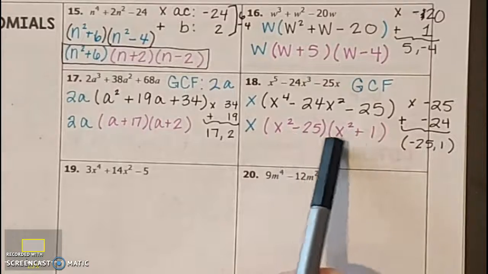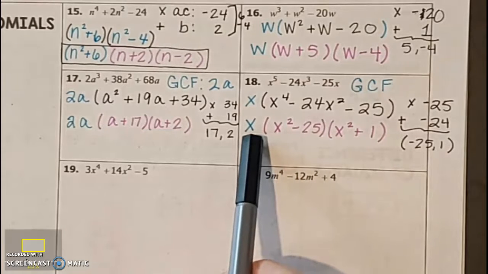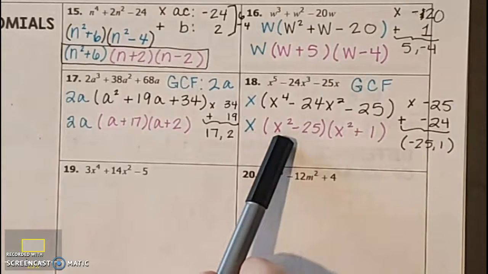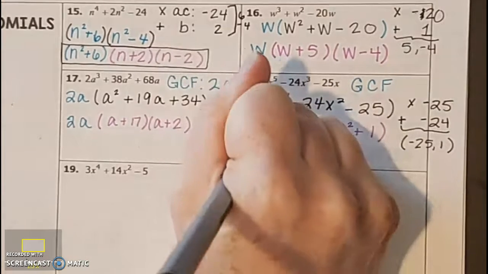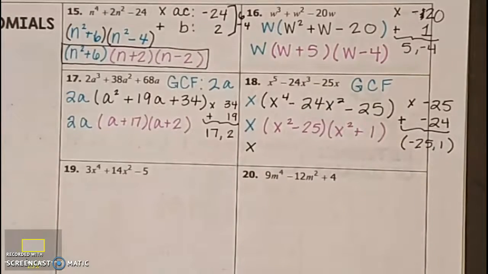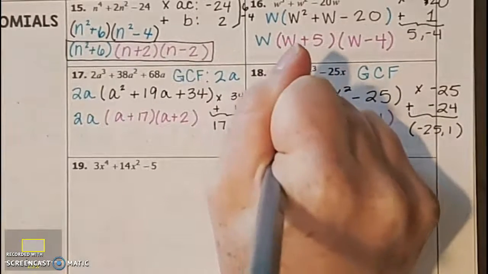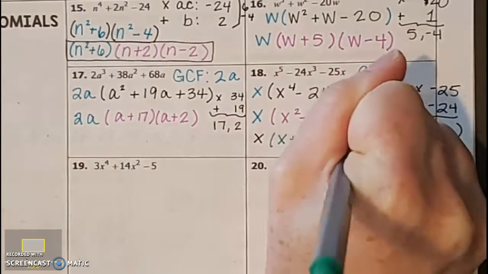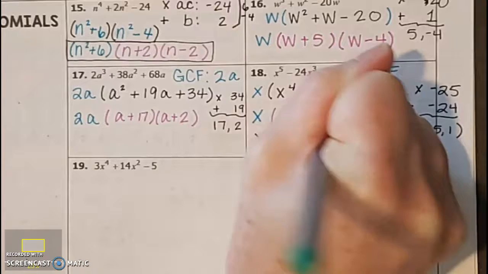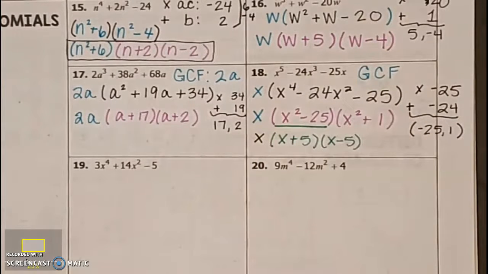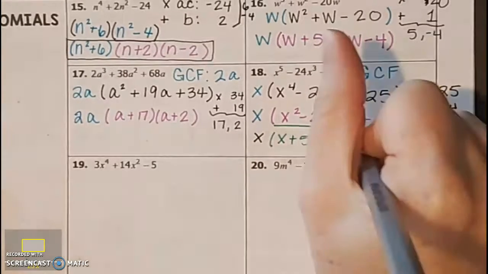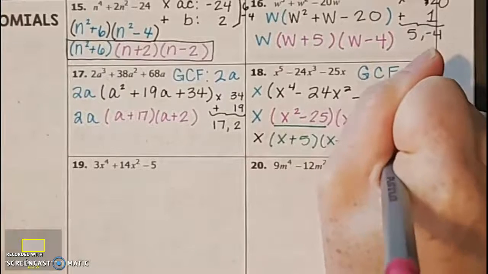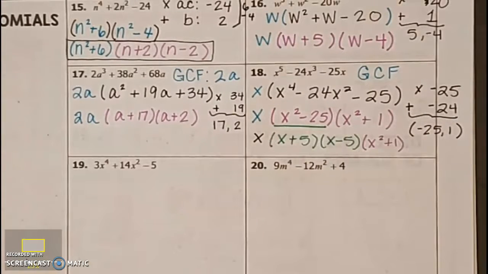And the answer is yes, it is x squared minus 25. So we're going to bring down our x, but x squared minus 25, that's the difference of two perfect squares. So we take the square root of each, that's x plus 5, x minus 5. Okay, that's what this factors into. And then x squared plus 1, that is the sum, not the difference of two perfect squares, so that will not factor anymore. And that is completely factored now.